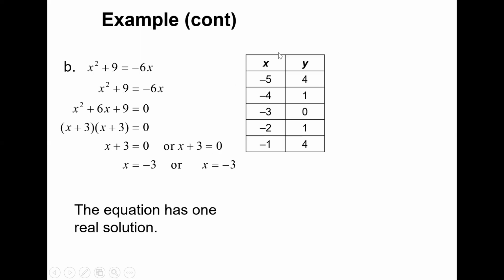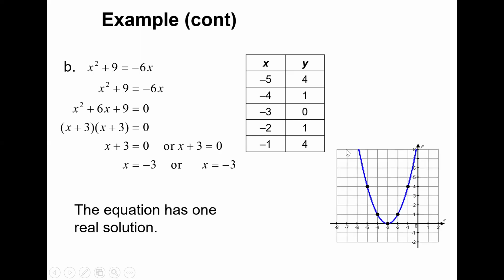And so now we better include negative 3 on our table, because otherwise we won't actually find it. And we're going to find that negative 3, 0 is going to be our vertex. And as we see graphically, when we get that graphed, it is going to be our vertex. And so that shows it's just the one solution.